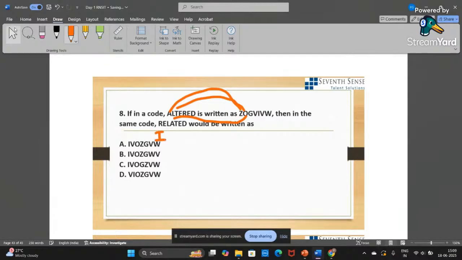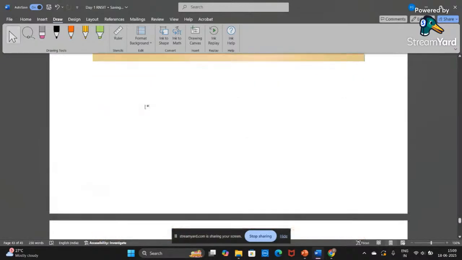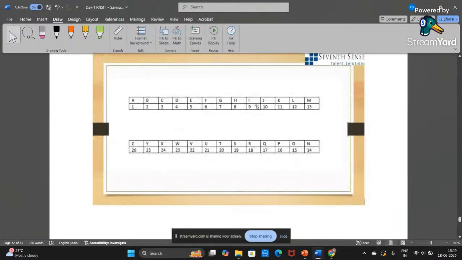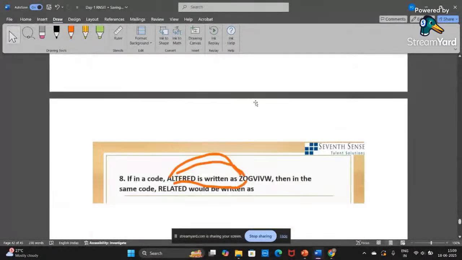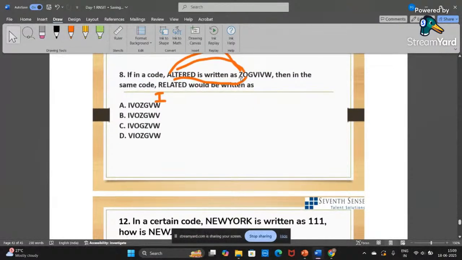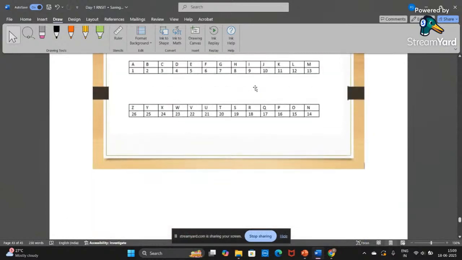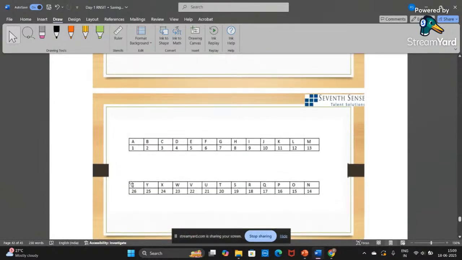Look at the table now. R is where, I is where? R is here, I is here. For A, it is coded as Z. So A is here, Z is here. That means they have taken the opposite letters. So as I told you in the beginning, you have to write this table before starting your exam.